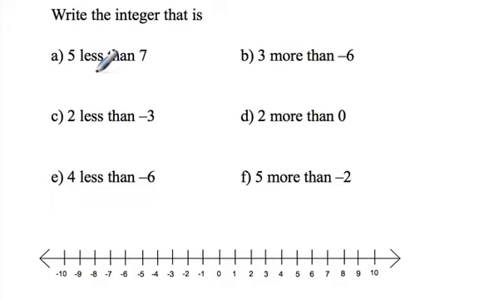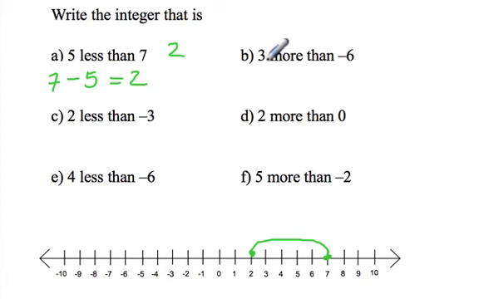So for question A, we have to write an integer that is 5 less than 7. If we were to use the number line, then we would look at 7, and we are looking for an integer that's 5 less than that. So that would be 5 less, we are at 2. So the integer is 2. The other way to write it down is that we want 5 less than 7, and that equals 2.